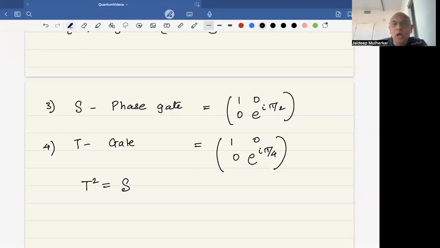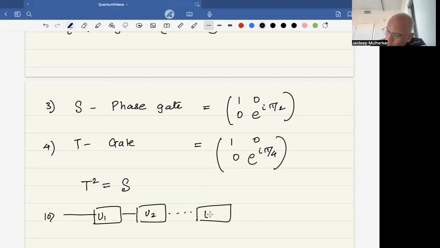The gates represent the evolution, and a typical quantum circuit will have a wire, maybe an initial state ket 0. Then there will be various gates U1, U2, and so on applied, maybe Un. And finally, after some reasonable time evolution, there will be a measurement to get a classical answer. In the meanwhile, there'll be gates. Now I'm representing only single qubit gates, but there could be multi-qubit gates also.